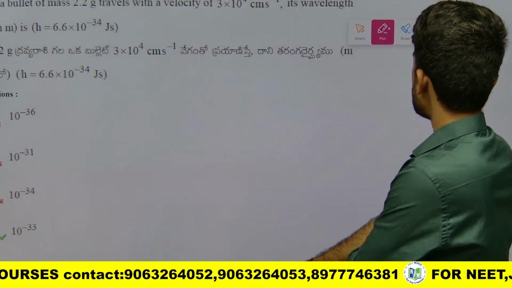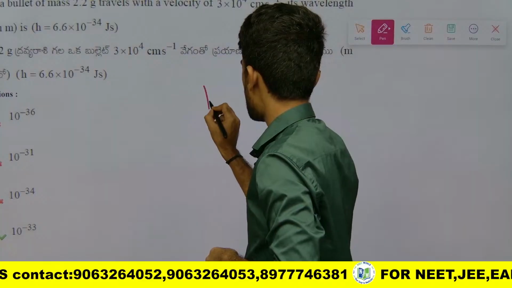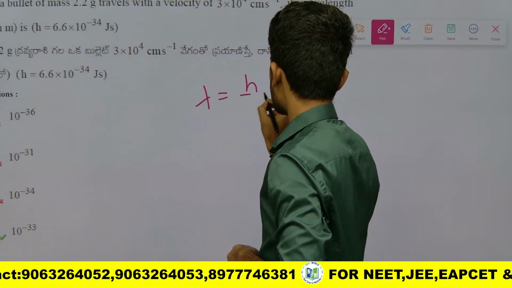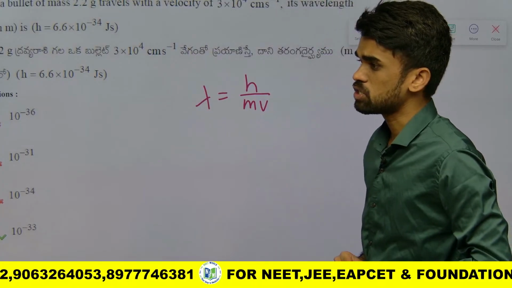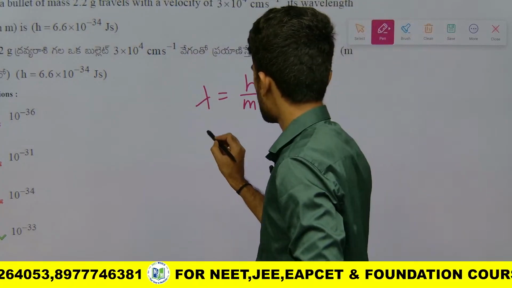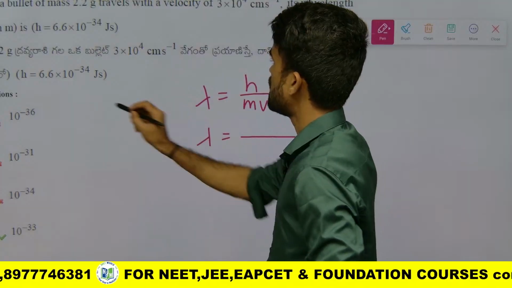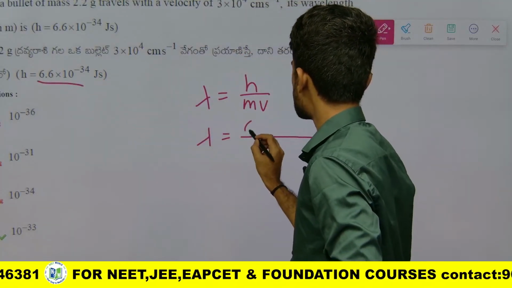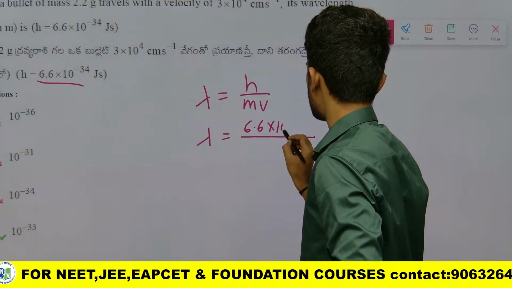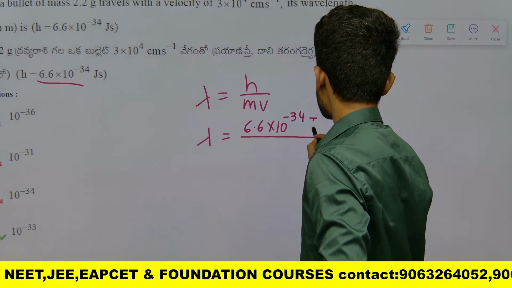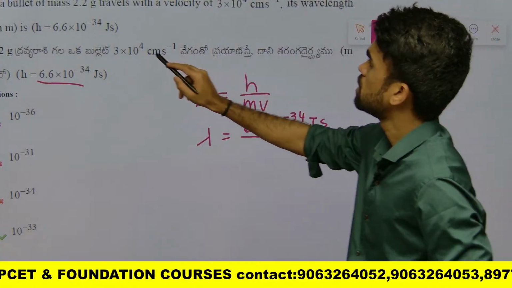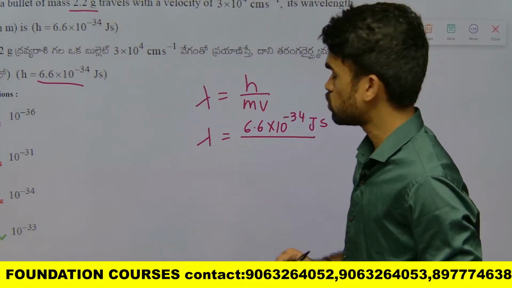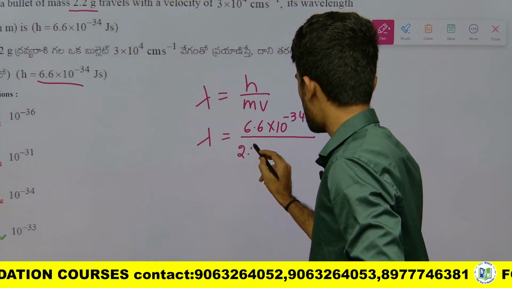We have a relation between them like this: lambda equals h by mv. So we have the de Broglie wave equation. Using this we can solve this question, right? So lambda equals, what is the h value we have here? Substitute 6.6 into 10 power minus 34 joule second. And what about mass? Here it is given as 2.2 grams, so I am writing 2.2 grams.